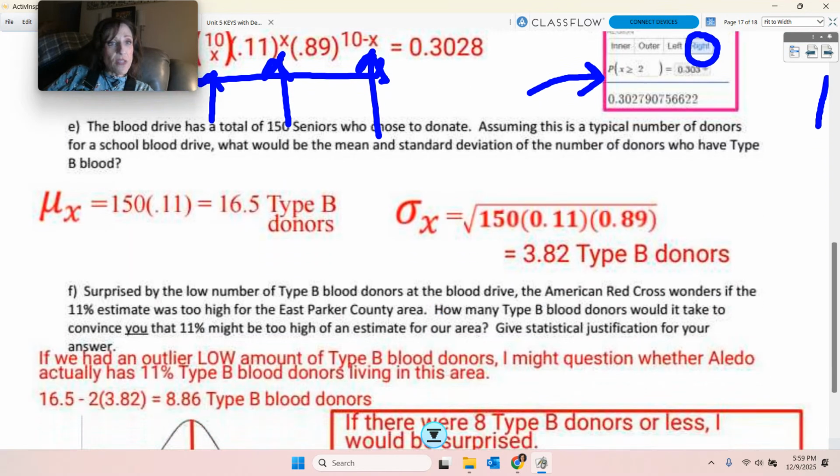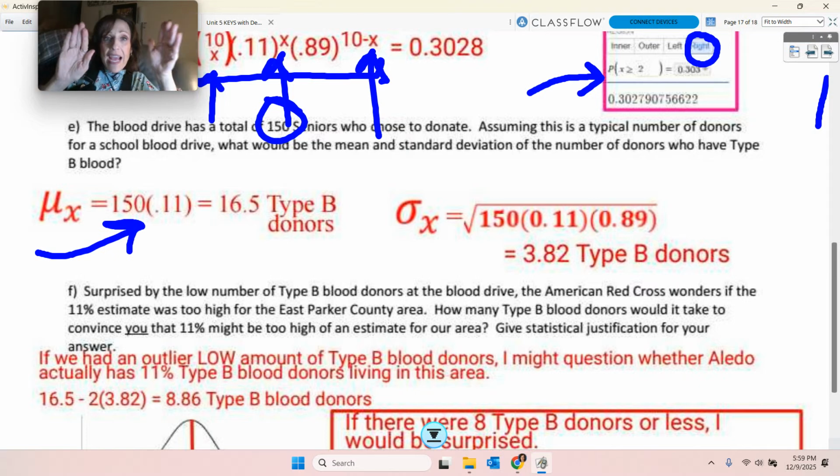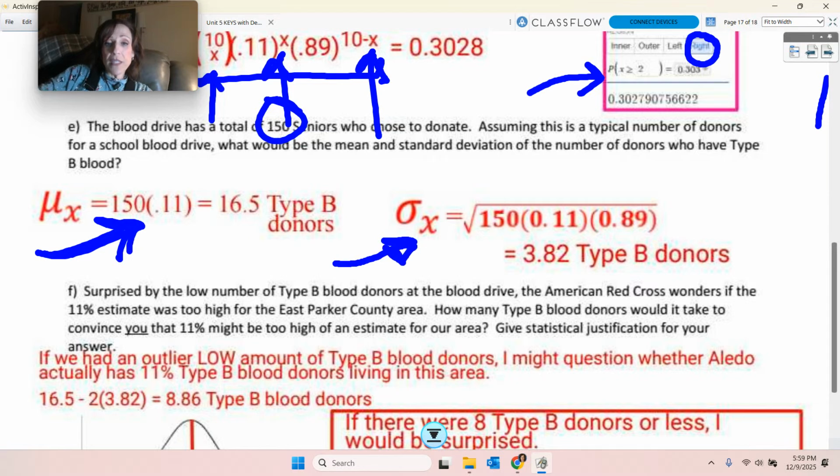All right, and so then next we've got this out of 150 seniors who donate blood. How many would you expect to have type B blood? Well, that's your binomial out of a set number of donors. Binomial mean formula is N times P, and binomial standard deviation formula is this right here.